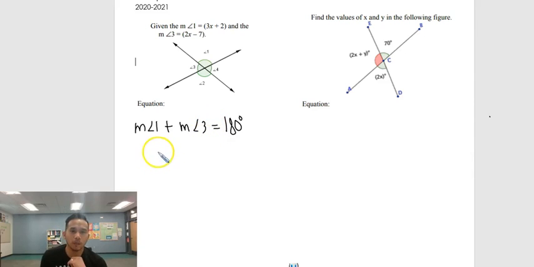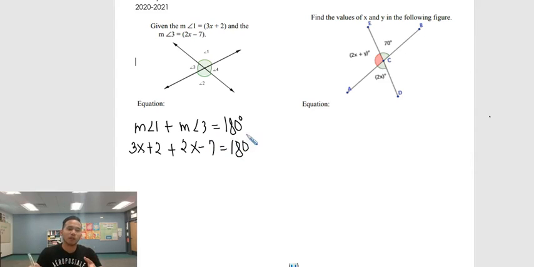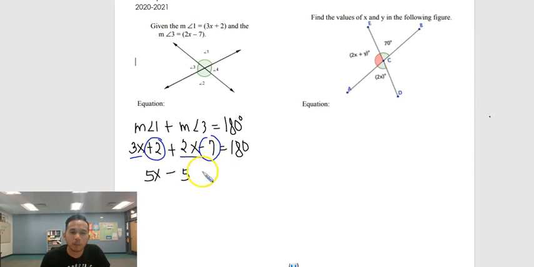The measurement of angle 1 is 3x plus 2 plus the measurement of angle 3, which is 2x minus 7, is equal to 180 degrees. That's why on the introduction of this lesson, I asked you to solve simple linear equation, because again, we'll be using that in here, and we are using it now. So combine like terms. It's an algebra lesson, combining like terms. So we have the like terms here. 3x and 2x. Then we have the constants negative 7 and positive 2. So 3x plus 2x will give me 5x. Okay? And then we have 2 minus 7, which will give me negative 5. And then bring down 180.